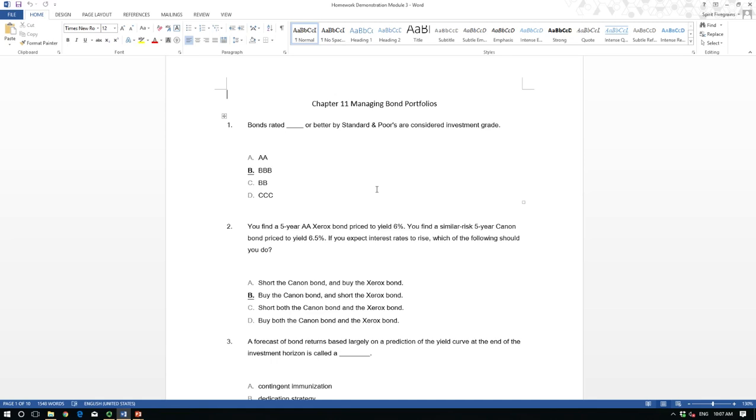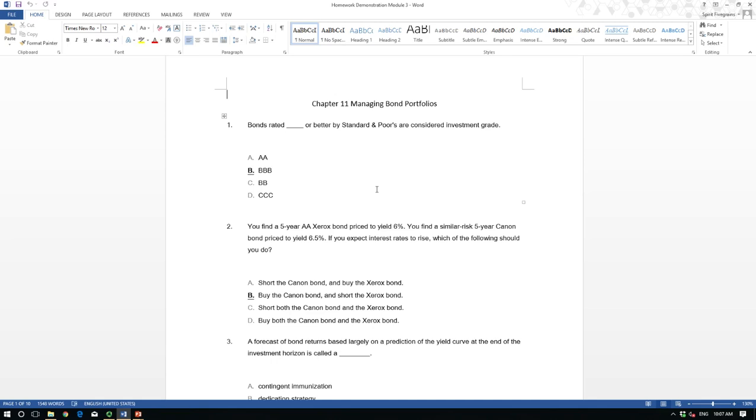So, okay, you have two bonds. They have similar default risk and exactly the same term to maturity. So you would expect those two bonds to generate exactly the same return, but Canon bond offers higher return and Xerox offers lower return.